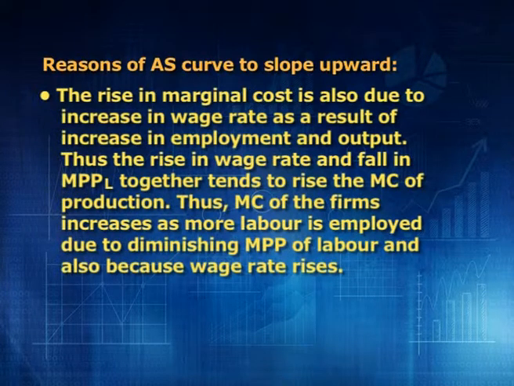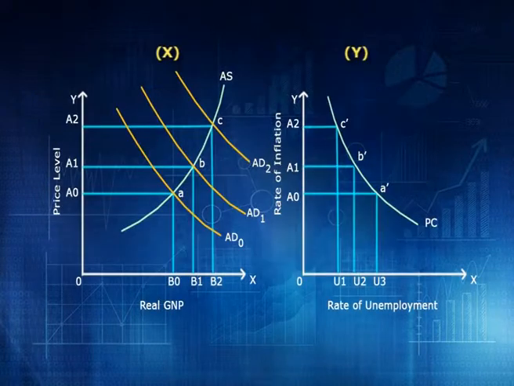Secondly, the rise in marginal cost is also due to an increase in the wage rate as a result of an increase in employment and output. Thus, the rise in wage rate and fall in MPPL together tend to raise the marginal cost of production. Thus, the marginal cost of firms increases as more labor is employed due to diminishing MPP of labor and also because the wage rate rises.